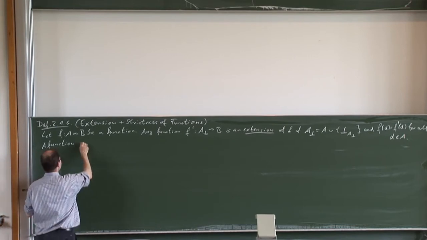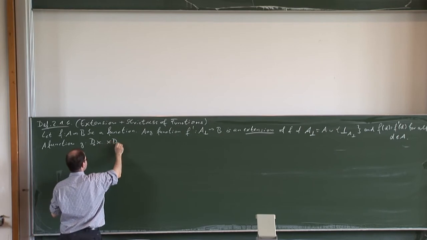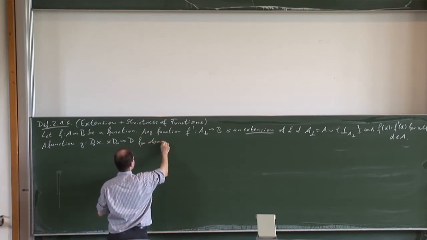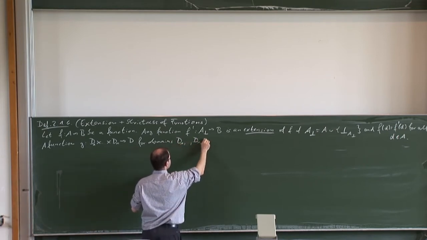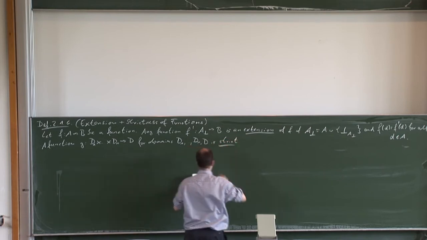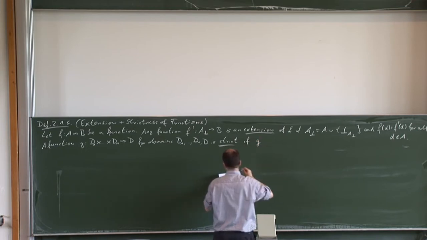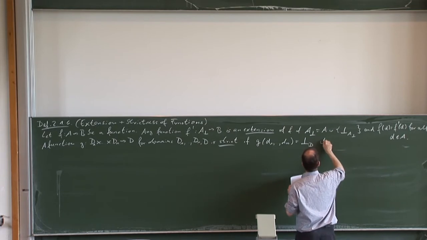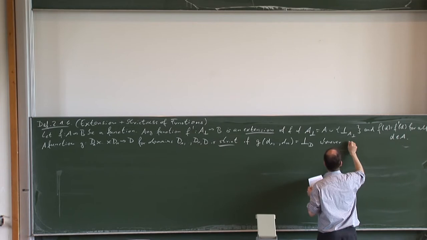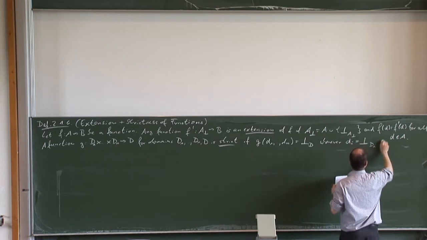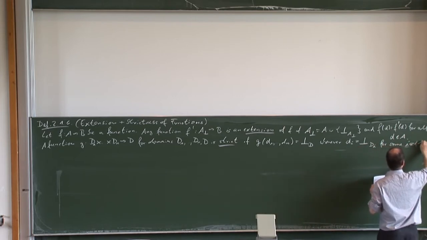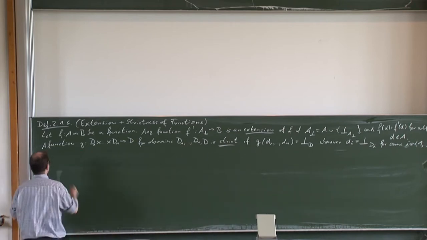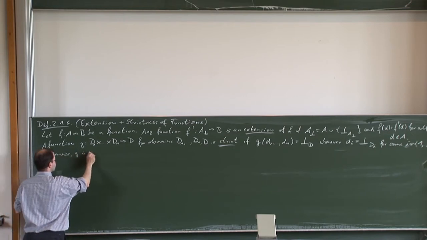So a function g, which goes from D1 cross ... cross Dn to D, for domains D1, ..., Dn, and D, is called strict if the result of g is bottom whenever one of the arguments is bottom, whenever Di is bottom for some i from 1 to n. And otherwise it's called non-strict.